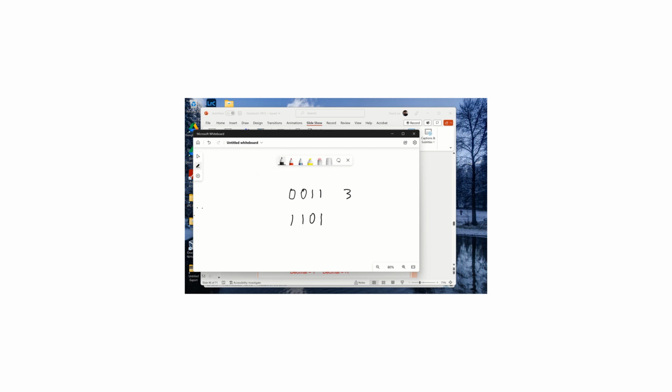So now you use this to represent negative 3. Okay? Let's add these two numbers together and see what the result is. 1 plus 1 is 0. You carry over 1. 1 plus 1 is 0. Carry over 1. 1 plus 1 is 0. You carry over 1. 1 plus 1 is 0, right?